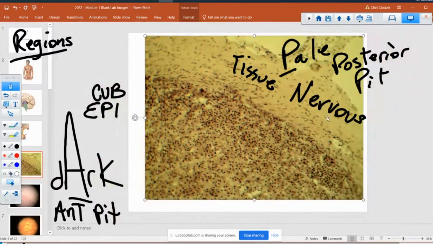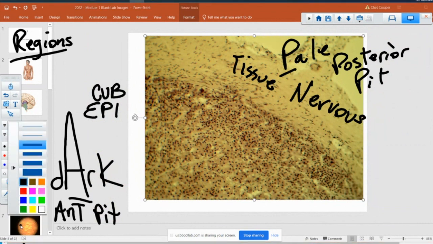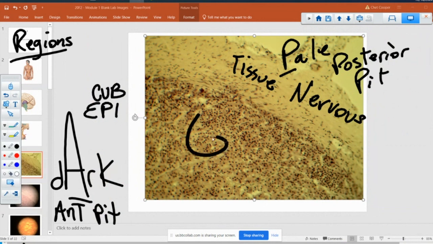Okay? Nervous tissue. What's this tissue? Cuboidal epithelium. How many hormones made here? 6. So let's do it so it stands out when we see it against that. 6. Tell me what you know about the posterior and hormone production. It comes from the hypothalamus.